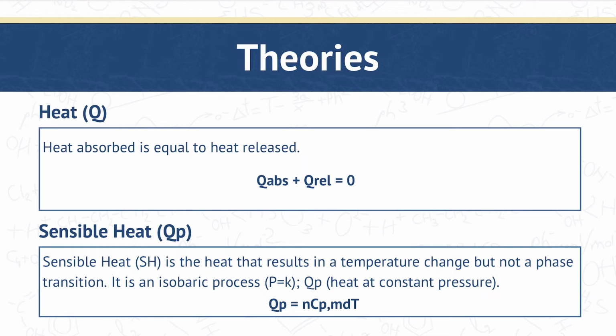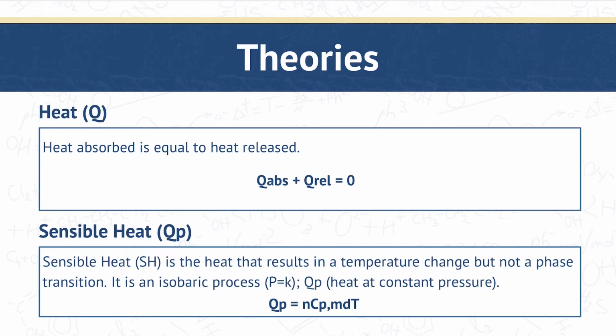So, discuss muna natin yung theories that we need. First, yung heat. So, ang heat absorbed ay equal lang siya sa heat release. Meaning, Q abs plus Q release is equal lang sa 0. So, ang nag-iiba lang sa kanila ay yung sign since yung absorb ay positive, then yung release ay negative. So, parang nagka-cancel out sila.